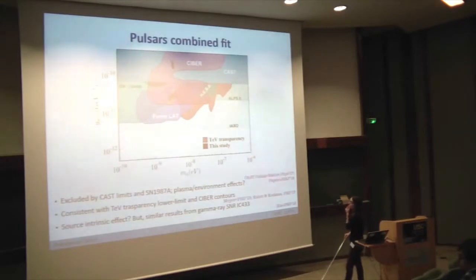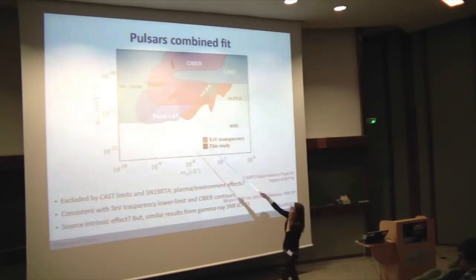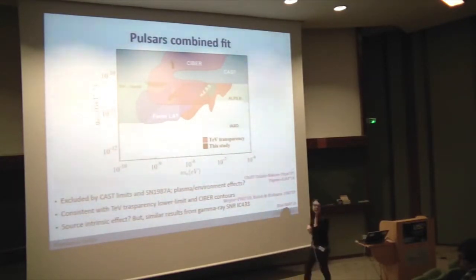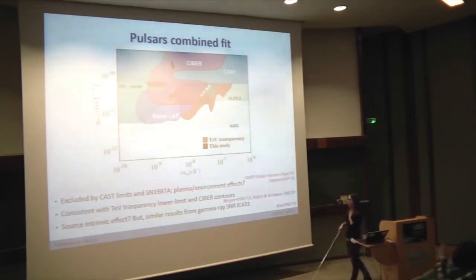the CAST limits, as well as it might be in tension with the supernova 1987A limits on the coupling and mass. So you can actually maybe solve this issue if you take into account plasma effects that are present in the Sun but not in the intergalactic medium. But this issue has not been studied yet, so I don't want to speculate too much on this.